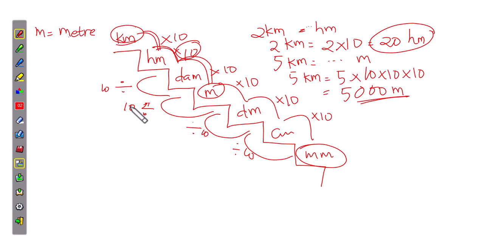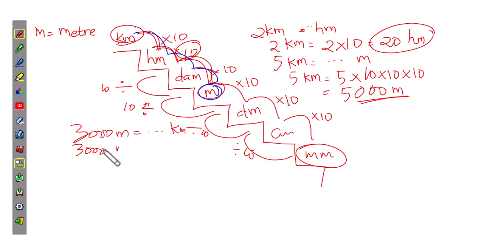For another case, for example, we have 3,000 meter and we want to change it into kilometer. So we just count how many stairs it needs from meter to reach the kilometer. If we count it, from meter: one, two, three. Three steps. Since this one goes up, we have to divide it by 10 three times.